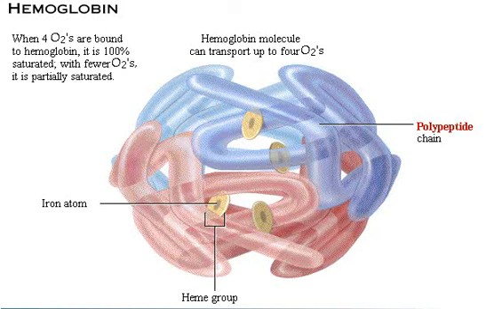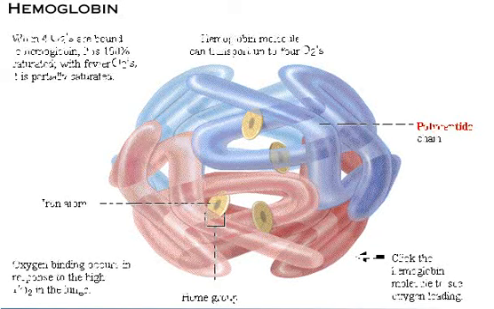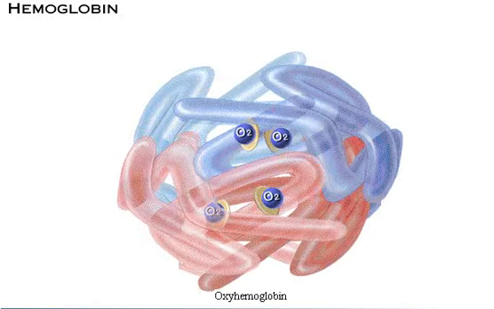When 4 oxygen molecules are bound to hemoglobin, it is 100% saturated. When there are fewer, it is partially saturated. Oxygen binding occurs in response to the high partial pressure of oxygen in the lungs. Click the hemoglobin molecule to see oxygen loading. When hemoglobin binds with oxygen, it is called OXYHEMOGLOBIN.